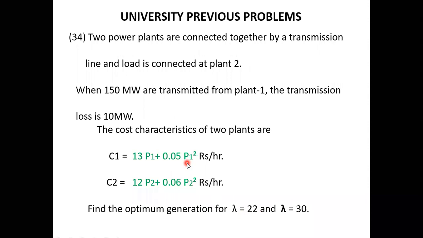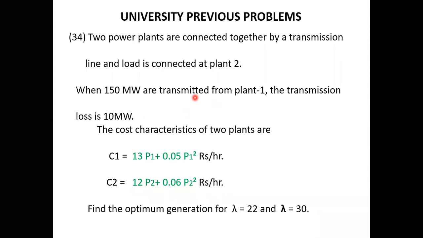So how can we find P1 and P2? By using the same condition, that is df1 by dp1 is equal to df2 by dp2. But here losses are represented in the given question, which means this problem belongs to the penalty factor method. So here we need to consider L1 and L2 also.